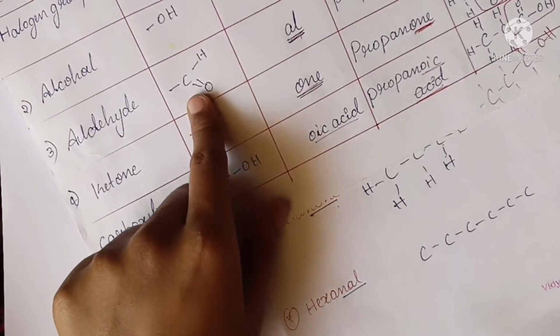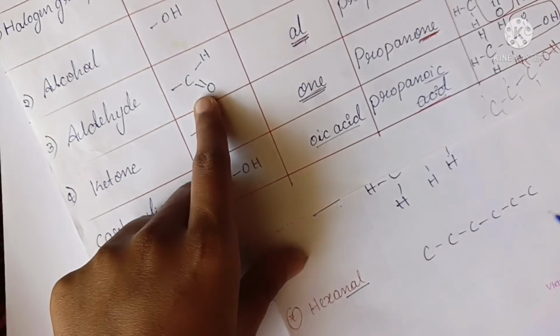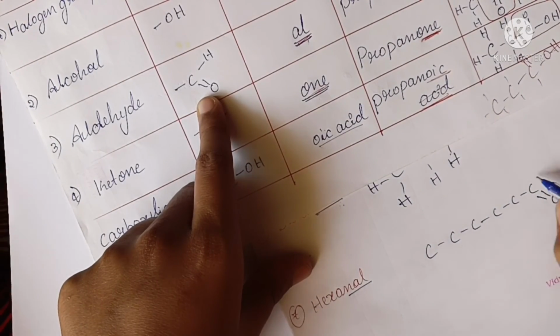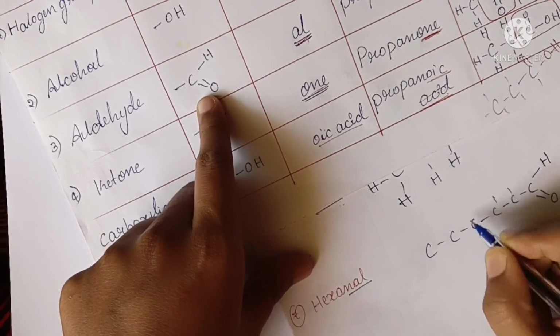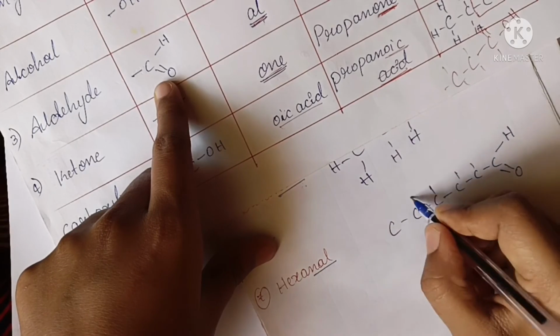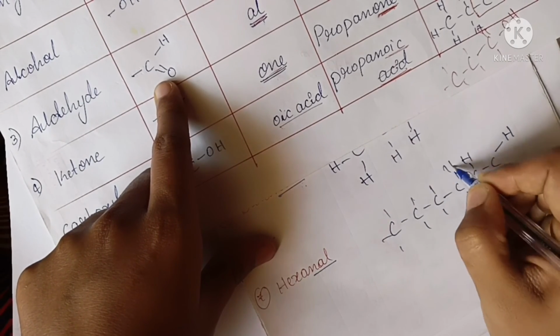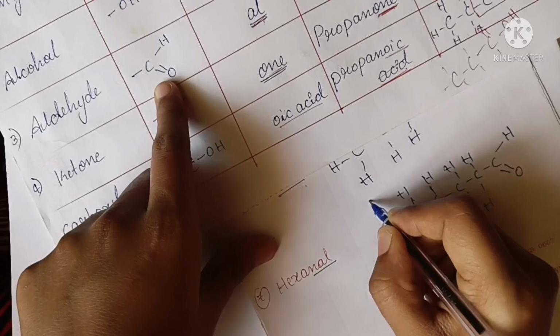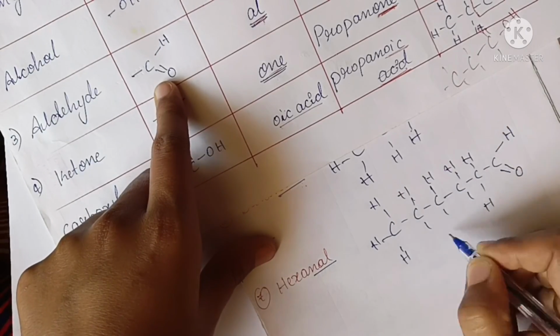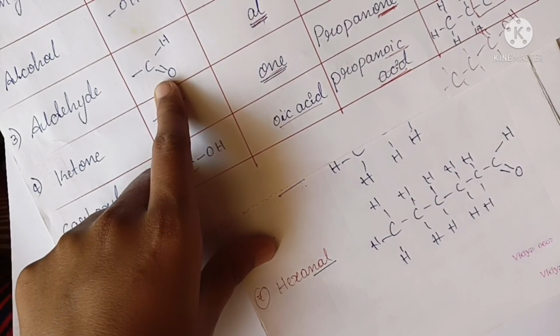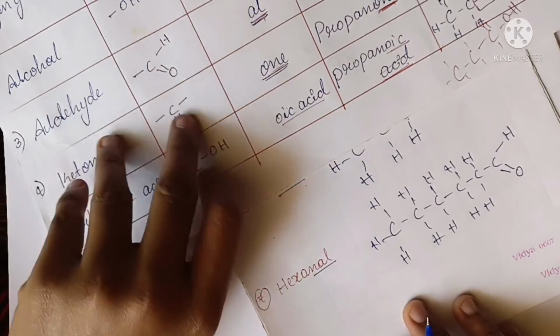We know that aldehyde has a C double bond O, isn't it? So write here double bond O H. And satisfy all with hydrogen. If you do it like this, not a problem, but continue, complete every task. Okay, this is how you have to mention. This is all about the naming.